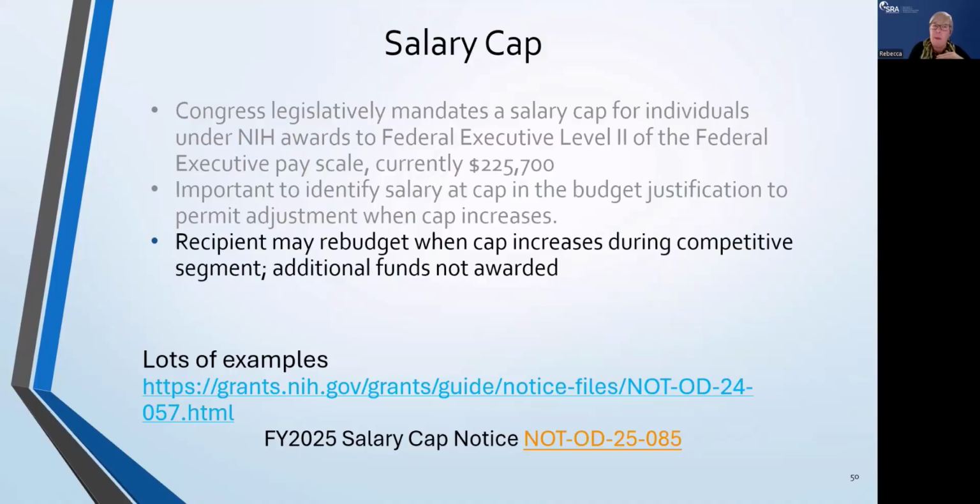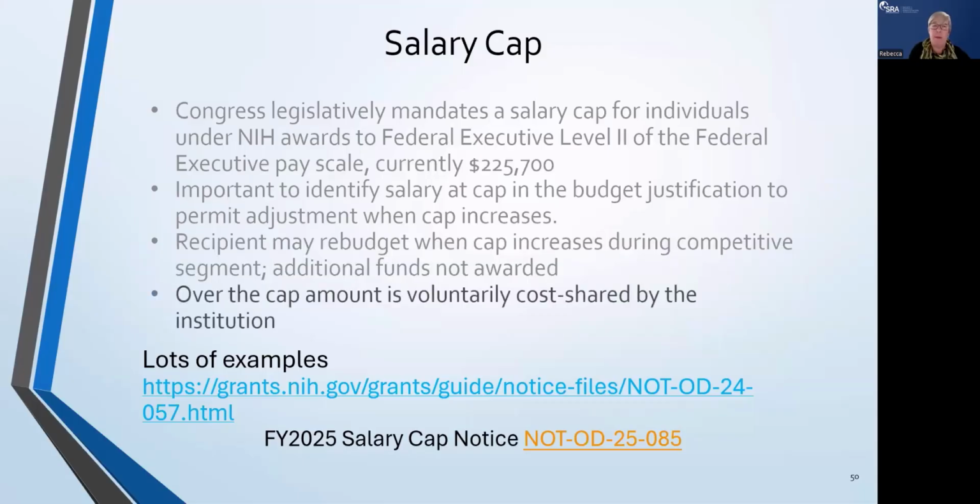Again, the recipient can rebudget, but they won't give you additional money. So that's something to bear in mind. And any amount, of course, is the PI going to take less salary? No, they're going to want their full salary. And that money above the cap is voluntarily cost shared by the institution. So it is cost shared, but it's not a required cost share. If you can convince your PIs not to want the extra money, that would be fine, but nobody's going to do that.